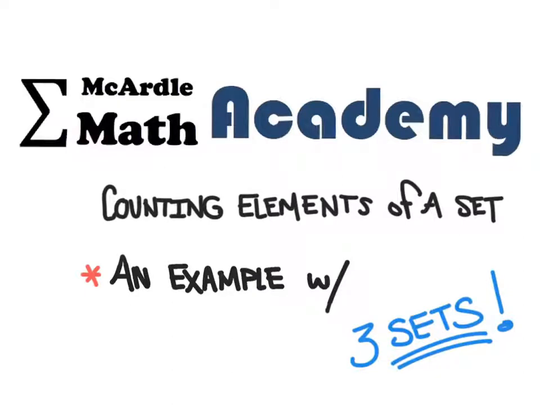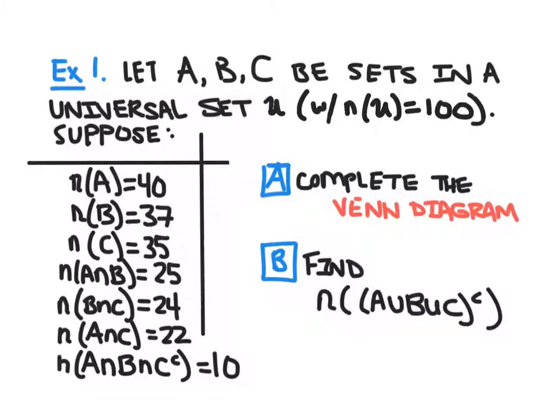In this video we will be talking about an example that involves counting the elements of a set where we are dealing with three sets. So here's the statement of the problem. Let's assume that A, B, and C are sets within some universal set U where the number of elements in that universal set is 100. Suppose also that we have all these conditions on the sets A, B, and C. So we know the number of elements in A, B, and C. We know how much is in the intersection of A and B, and C, A and C, and we also know the number in this large set here, A intersect B intersect C's complement.